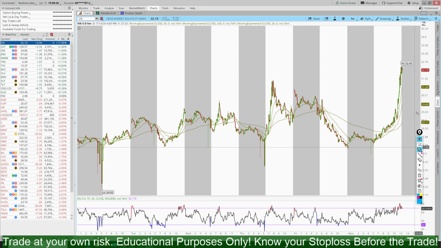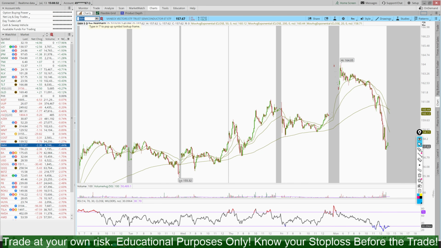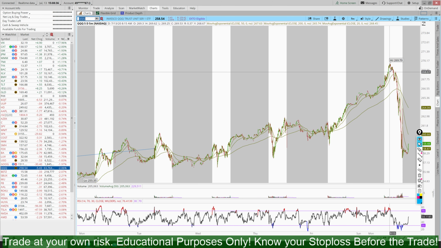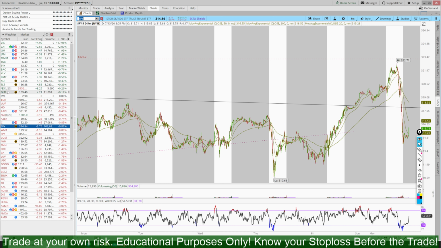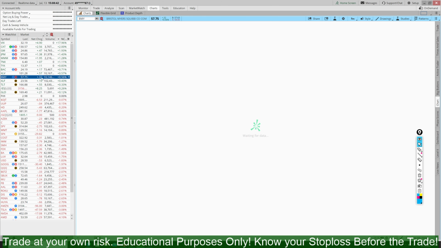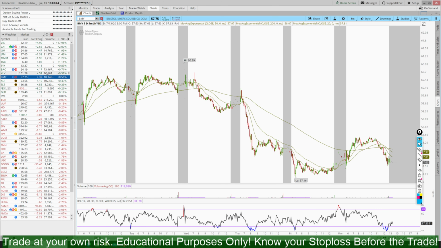Okay, so the VIX is something I pay attention to. I also pay attention to the transports, SMH. I pay attention to the Qs, especially since we're trading Tesla. We want to know what the Qs are doing, and of course the SPY. It did surprise me though. I mean, the XLF was up.